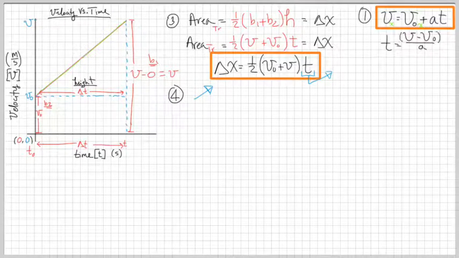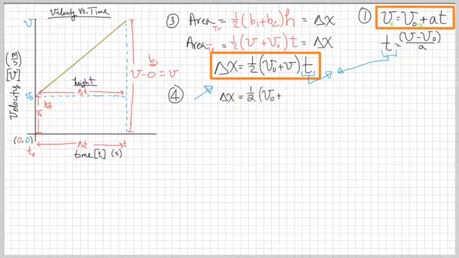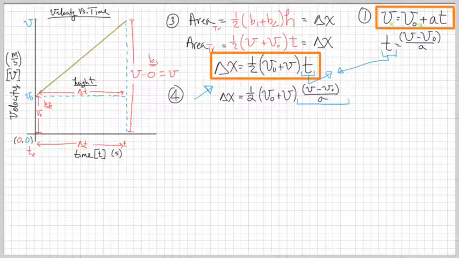Now my fourth equation is going to come from a combination of equation number 1 and this area equation I just wrote out. So up in the top right, I've put equation number 1 up there again to remind us, and solved for T. Now that solution for T, which is just delta V over A, I'm going to substitute for the T variable in equation number 3. Let's see what that looks like. I get delta X equals 1/2 times V naught plus V times my substituted value for T, which is V minus V naught over A.